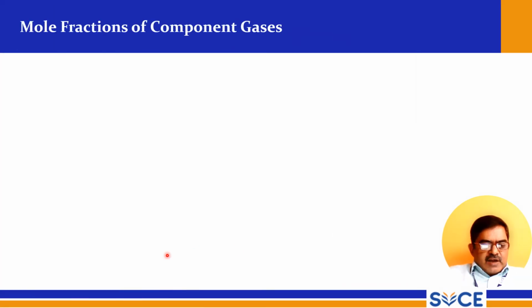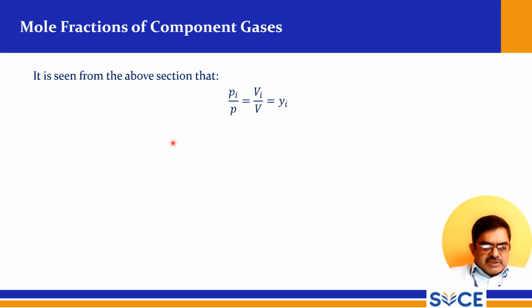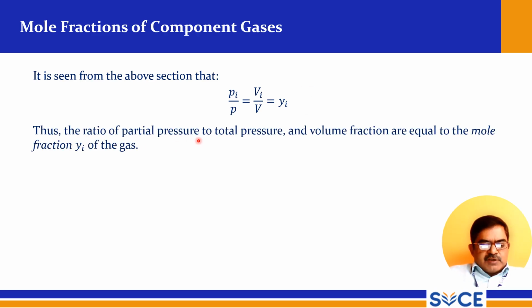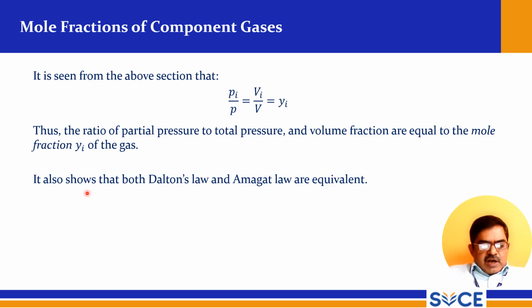Next, we have mole fractions of component gases. Mole fractions, in the first session we have seen moles also for component gases. It is seen from the above section that Pi by P equal to Vi by V, which is equal to Yi, where the ratios of partial pressure to total pressure and volume fraction are equal to the mole fraction. So Yi is known as the mole fraction of that gas. It also shows that both Dalton's law and Amagat's law are equivalent. So from here we can conclude that Dalton's law and Amagat's law are equivalent.